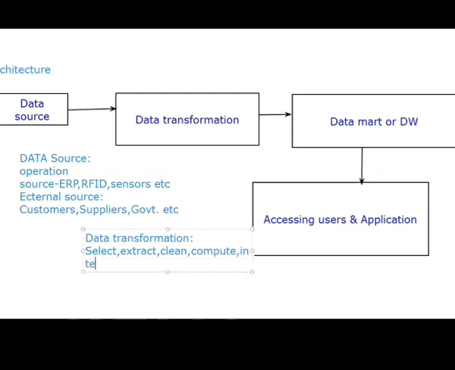That is the process of transformation. That is select, extract, clean, compute, integrate, and load data. These are the different phases in data transformation: select, extract, clean, compute, integrate, and load data. The third component is data mart or data warehouse, nothing but designing a data warehouse.